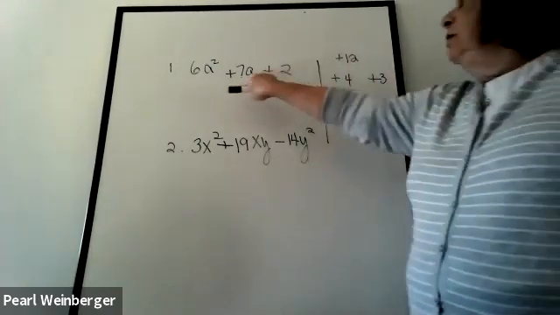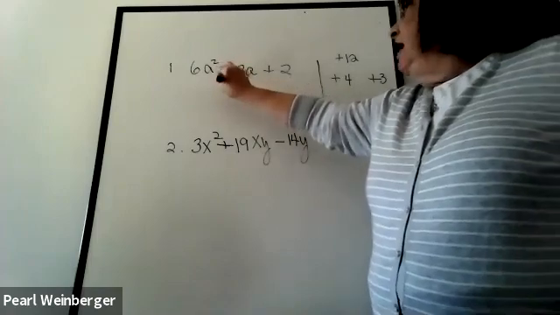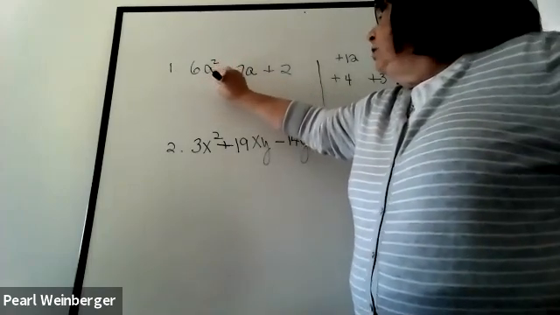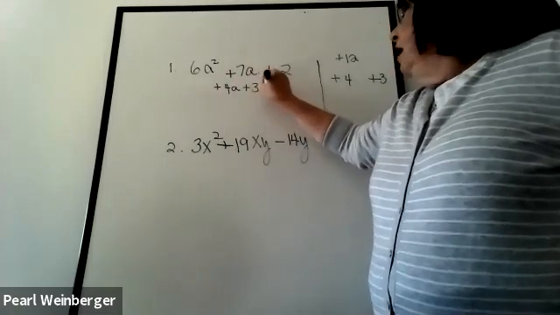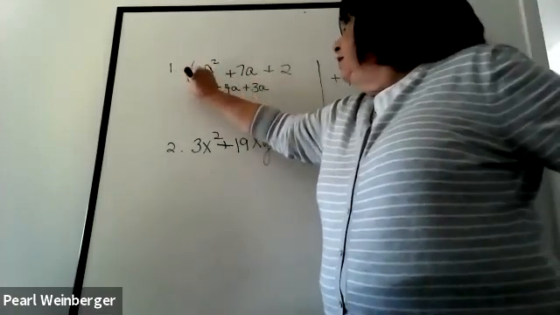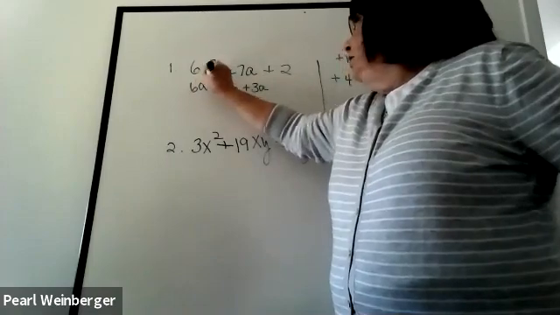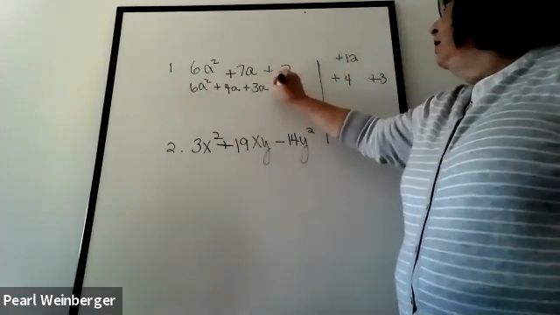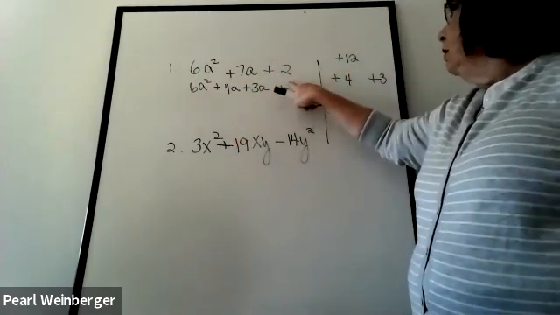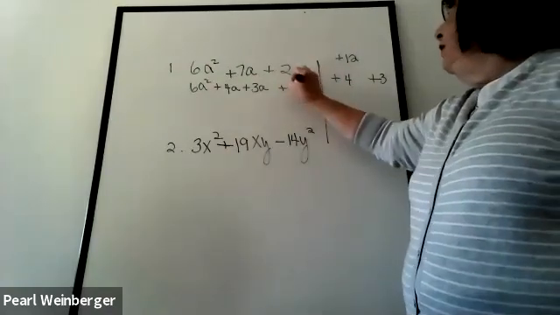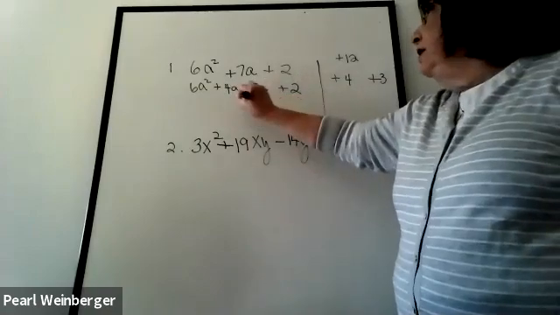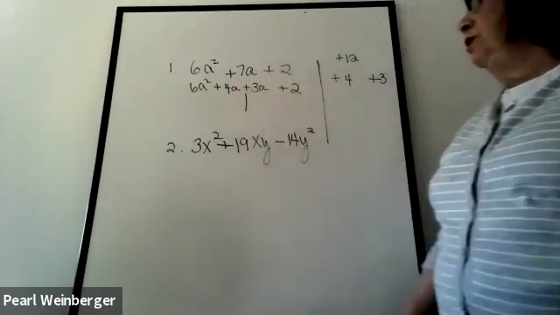In other words, I'm going to break up the 7a into plus 4a and plus 3a, and bring everything else down. So here's my 6a squared, and here's my 2. Notice I do not use the 12 anymore. The 12 is just to help me break this up. Now here's what we're going to break it up into.